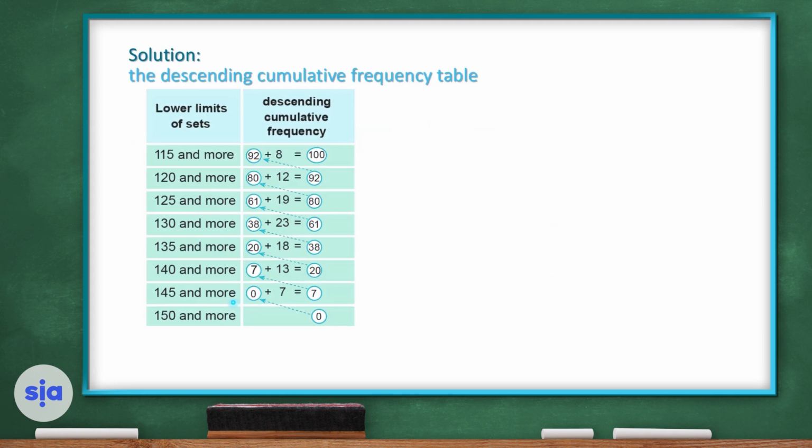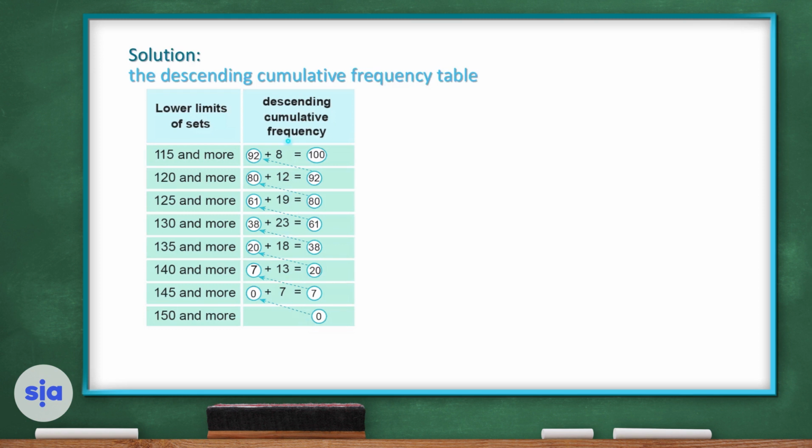See? 0, I drop it, I just bring it up here, plus 7 that we saw from the table, it's 7. Bring the 7 up here, plus 13, it's 20. Bring the 20, plus 18 is 38, and so on, until you reach the total, which is 100. So remember, in the ascending, we make it from up to down. In the descending, we make it from down to up.